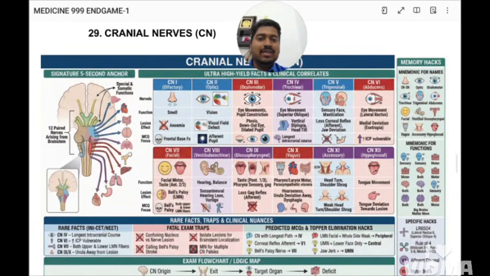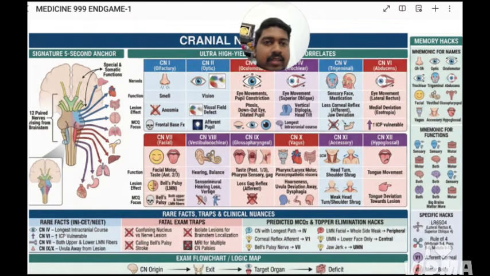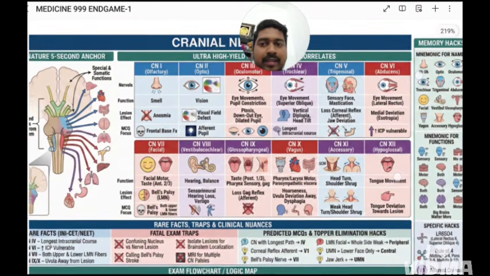Next, we have cranial nerves. Now, cranial nerves are repeatedly asked in anatomy also. It is asked in physiology. It is asked in medicine. It is asked in pediatrics. So, wide variety of applications for cranial nerves, and hence we'll go into detail. Going through cranial nerves, we'll just touch the most important parts only. We won't go into basics and all.